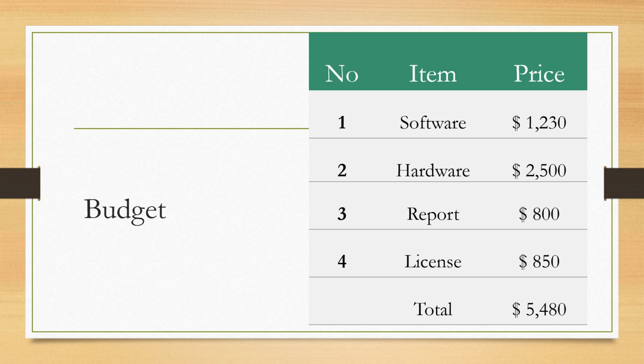Here we can see clearly the budget plan for every system. For the software, we need to spend around $1,230. For the hardware, we need to spend around $2,500. For reports, $800. For the license, $850. And the total cost is $5,480.